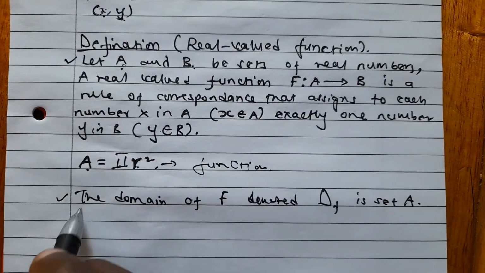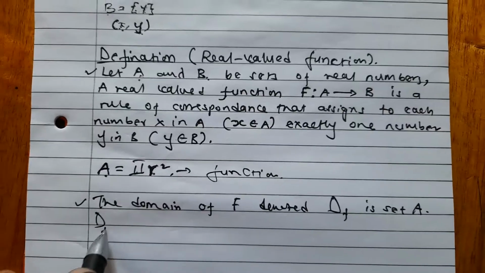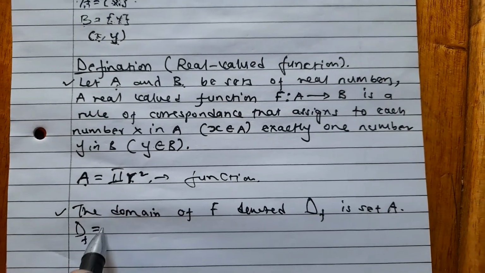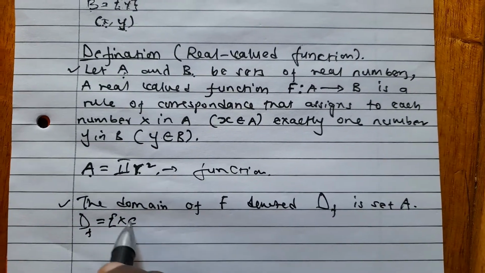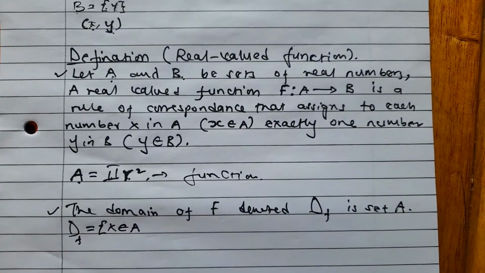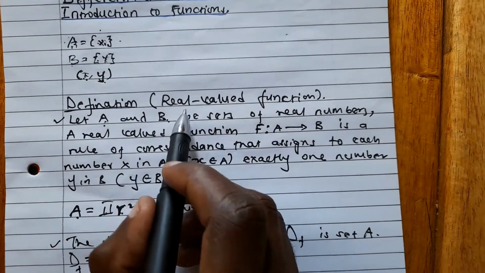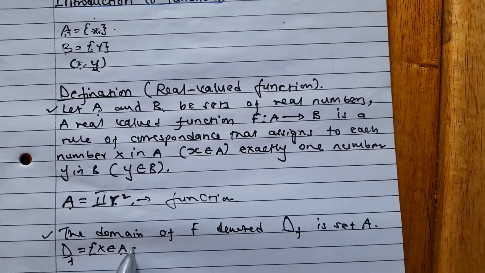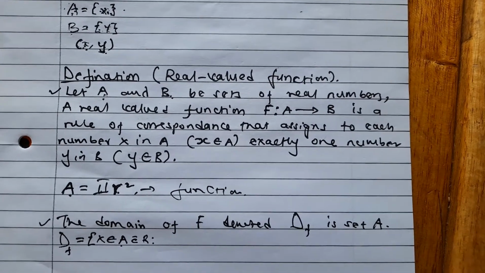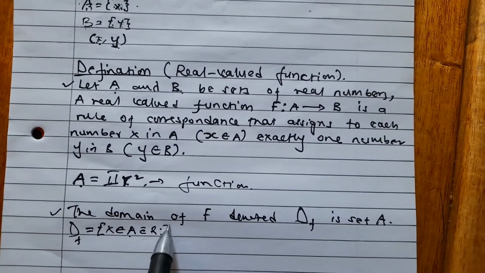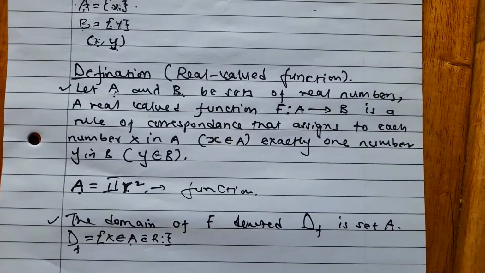We can also write this symbolically as the domain of f is the set of elements x such that x is a member of A. And we said it is a real valued function. So A is also a subset of real numbers, and we can have our domain like that.